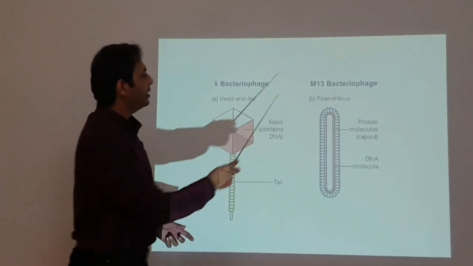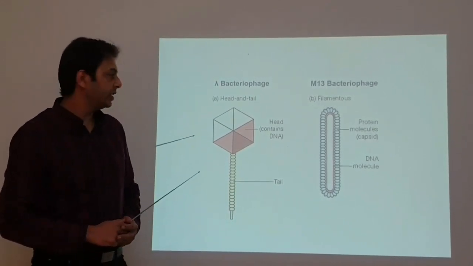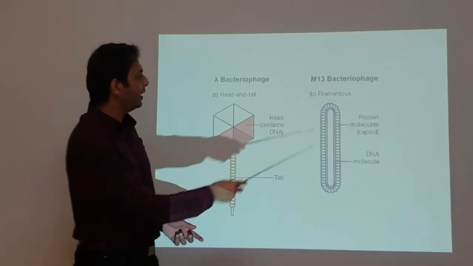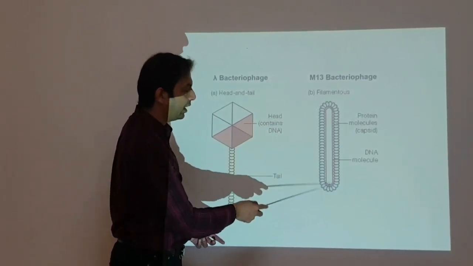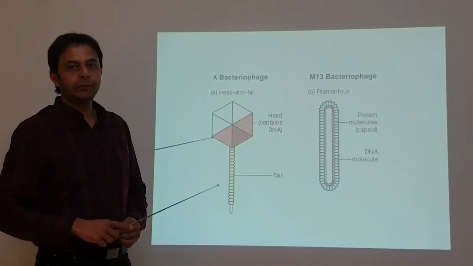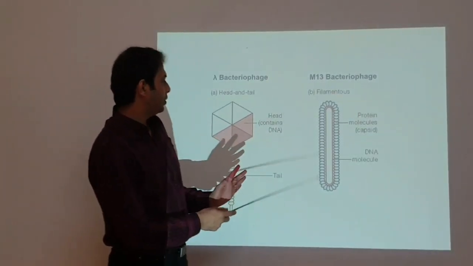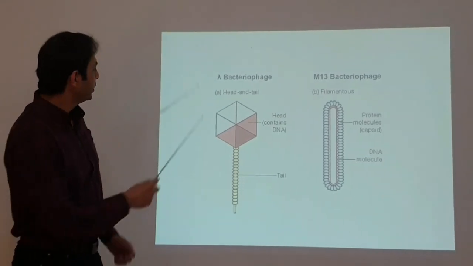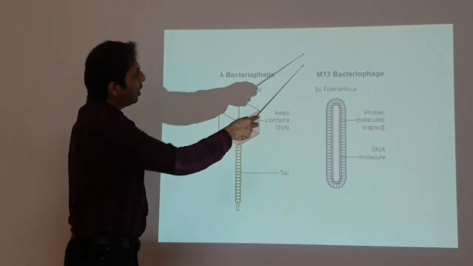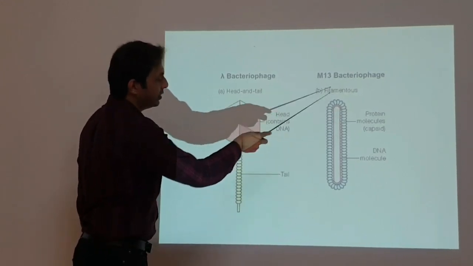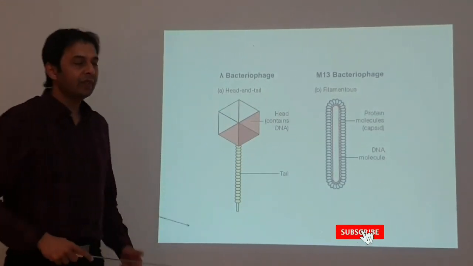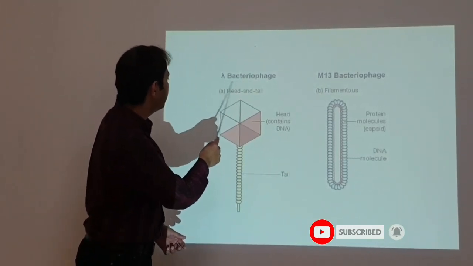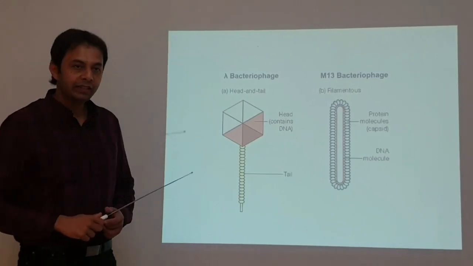On the other side, M13 is basically a filamentous type. It looks like a filament, but inside this filamentous virus there is a circular DNA. So you can note some differences: in Lambda phage the DNA is linear, and in M13 the DNA is circular and single-stranded. In M13 the DNA is single-stranded, and in Lambda phage the DNA is double-stranded.